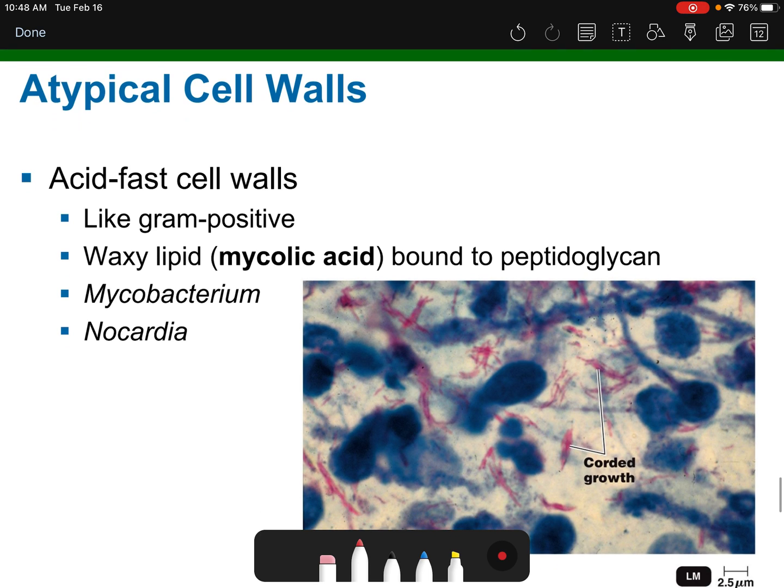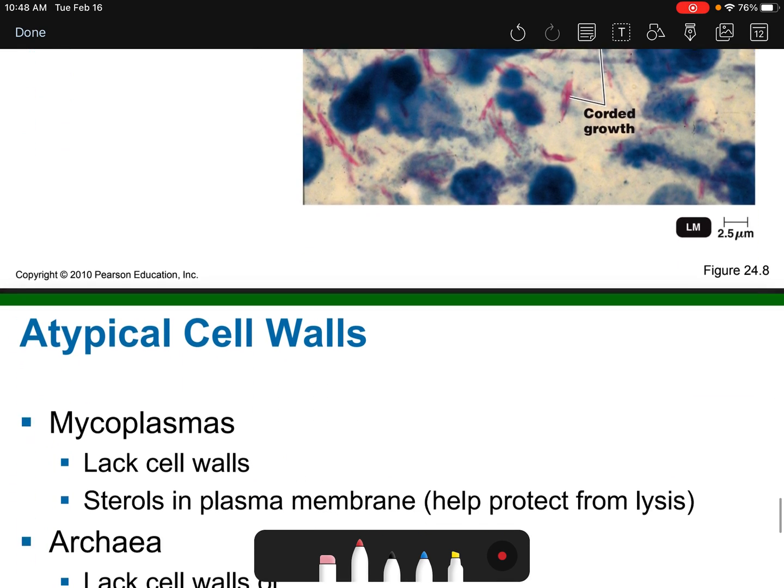Some organisms have atypical cell walls, like acid-fast cell walls. They're kind of like gram-positive cell walls, but they have a waxy lipid area made up of what's called mycolic acid that's connected to the peptidoglycan layer. These are just a couple of genuses, Mycobacterium and Nocardia. We can't order those into the school, so we don't really cover these.